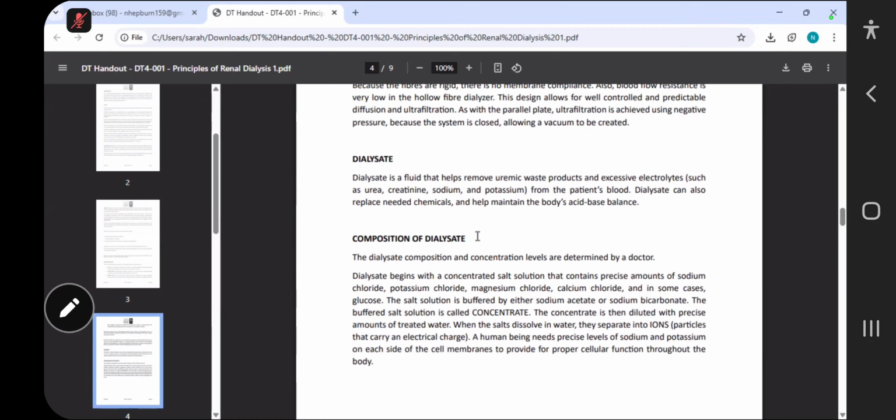Dialysate is a fluid that helps remove uremic waste products and excessive electrolytes such as urea, creatinine, sodium, and potassium from the patient's blood. Dialysate can also replace needed chemicals and help maintain the body's acid-base balance.